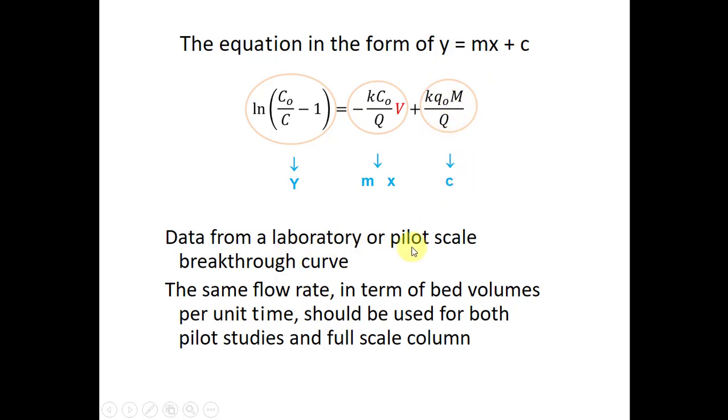So this data can be obtained from a laboratory experiment or a pilot scale, and it can represent the breakthrough curve. So the same flow rate, in terms of the volume of the bed per unit time, should be used for both pilot studies and full-scale columns. So using the data from the laboratory or from the pilot scale, we can apply it to a large scale design for the ion exchange column.